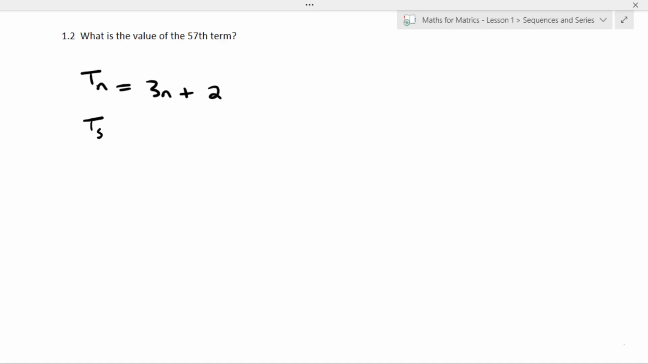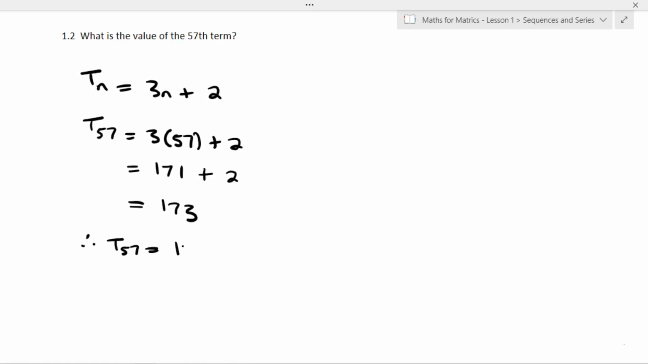So, T57 is equal to 3 times (57) plus 2. 3 times 57 is 171. 171 plus 2 is 173. Therefore, term number 57 is equal to 173.